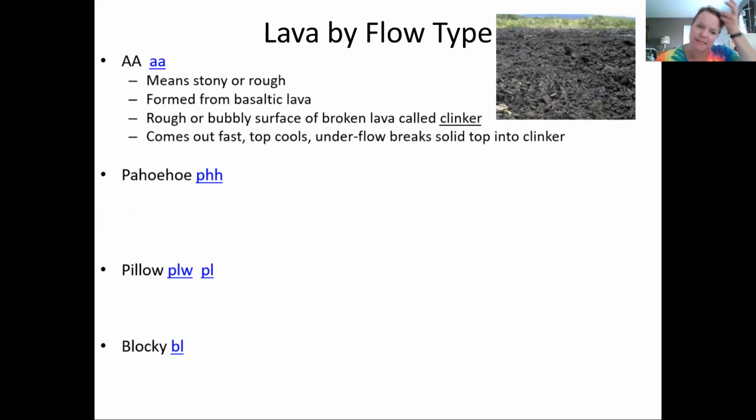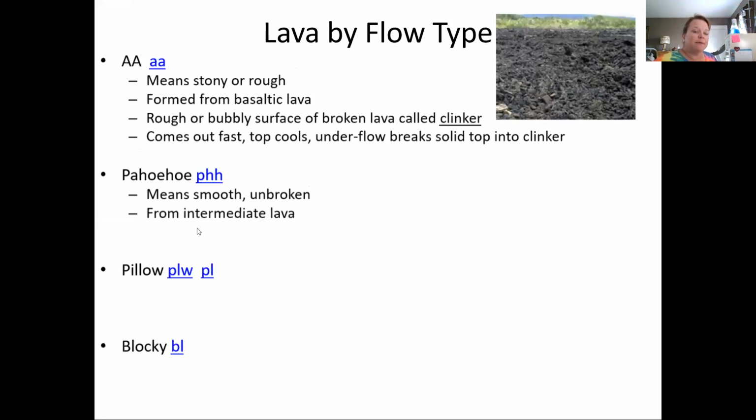If they're bigger pieces, it's a different type. Now, Pahoehoe, it means smooth and unbroken. So it's almost kind of the opposite. It's from intermediate lava, so it's not super, super viscous. It's not like the felsic that's really viscous because it has a lot of silica, but it's not as unviscous or as runny as when we get a'a lava.